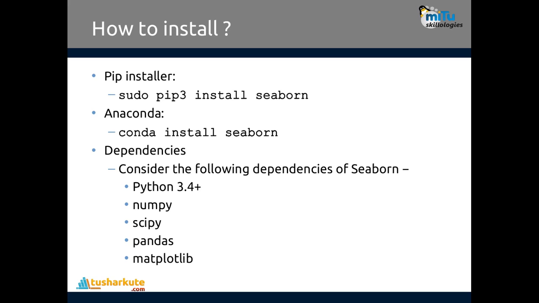Okay, so how to install? Let's use the installation methodology. First, you can use the pip installer: sudo pip3 install seaborn. Or by using Anaconda, you can use conda install seaborn. Basically it's required that Python 3.4 plus, NumPy, SciPy, Pandas and matplotlib are installed already on your system. So it works fine and well with all of these packages. Okay, so if you install that, let's start working practically with the help of Seaborn.